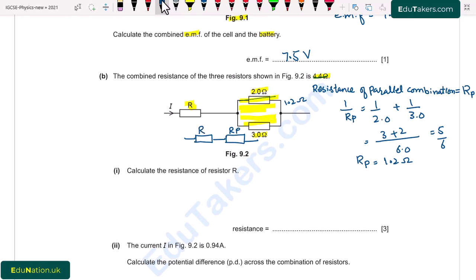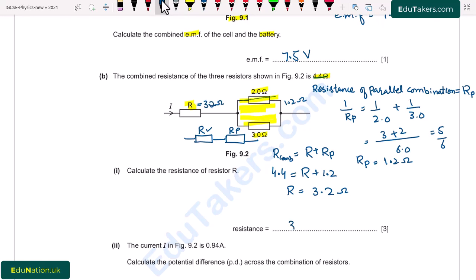And in the series combination we know that the total resistance, that is the combined resistance, will be equal to R plus Rp. So R combined is given as 4.4 ohm. I write here 4.4 will be equal to R plus Rp. We calculate it, Rp is 1.2 ohm. So R comes to be 3.2 ohms. So the value of this resistance is 3.2 ohms.